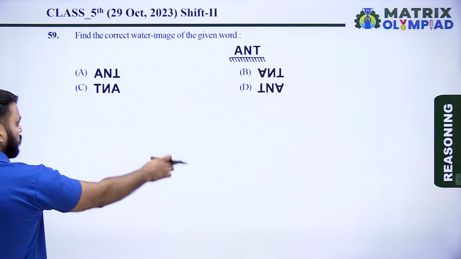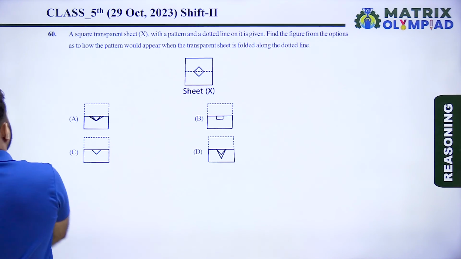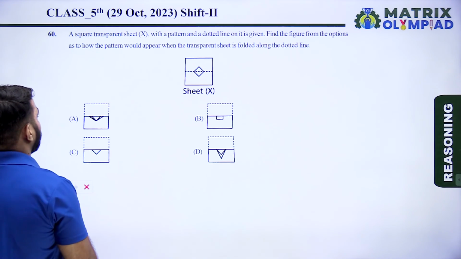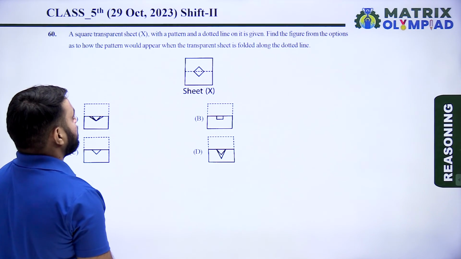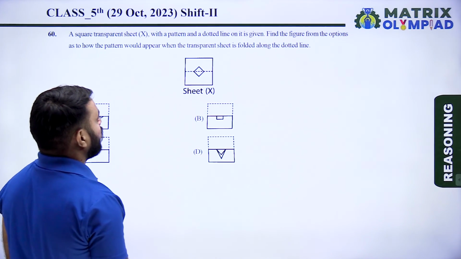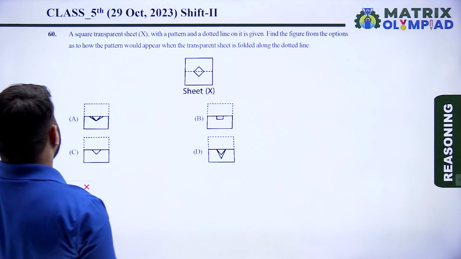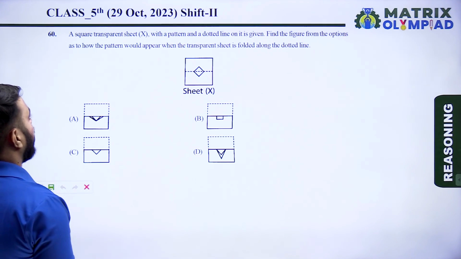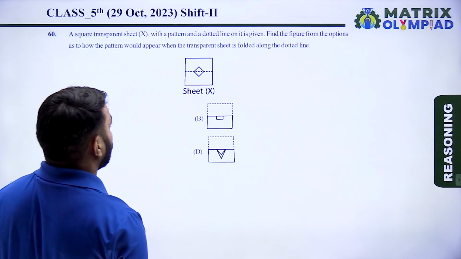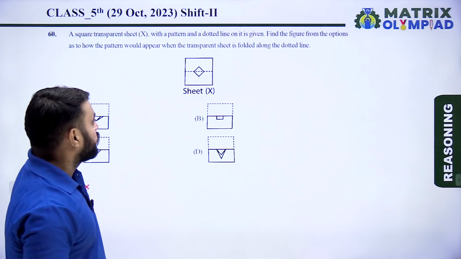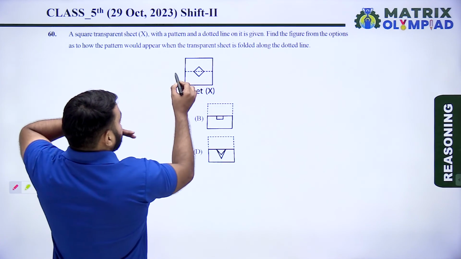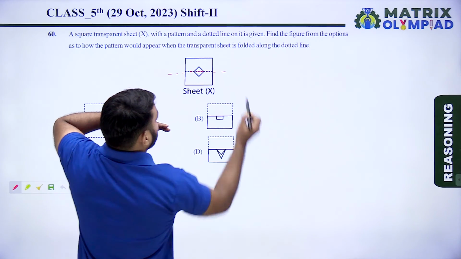So let's move on to the next question. The next question is question number 60. A square transparent sheet X with a pattern and a dotted line on it is given. Find the figure from the options showing how the pattern would appear when the transparent sheet is folded along the dotted line. So find the folded figure.